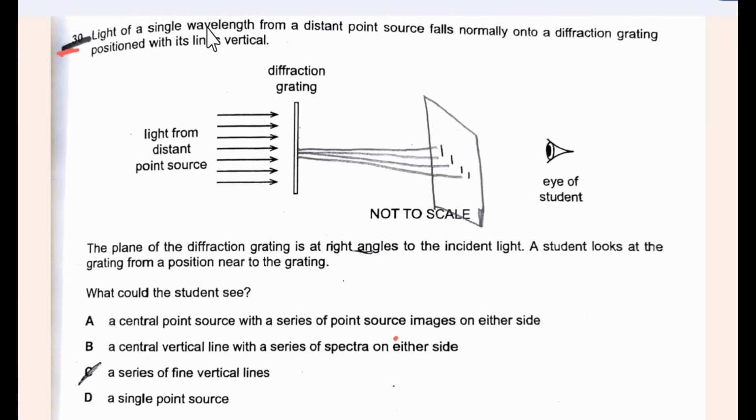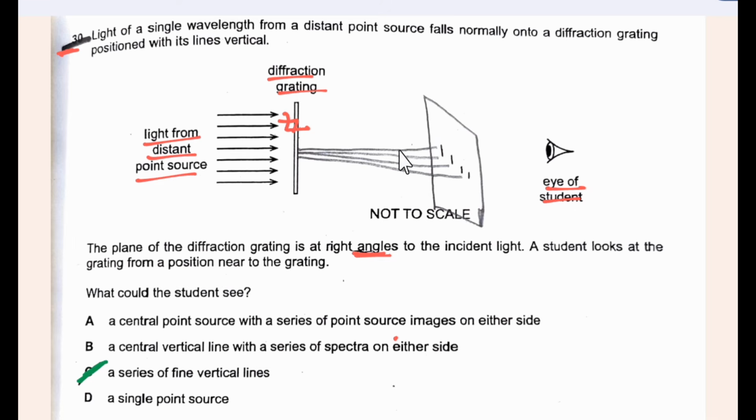Question 13. Light of single wavelength from a distant point source falls normally on the diffraction grating positioned with its lines vertical. So this is the diffraction grating and light from a distant point source. The plane of the diffraction grating is at right angles to the incident light. Then the student looks at the grating from a position near to the grating. So here is the position of the student. What could the student see? Now the student sees a series of fine vertical lines. So the answer should be C.